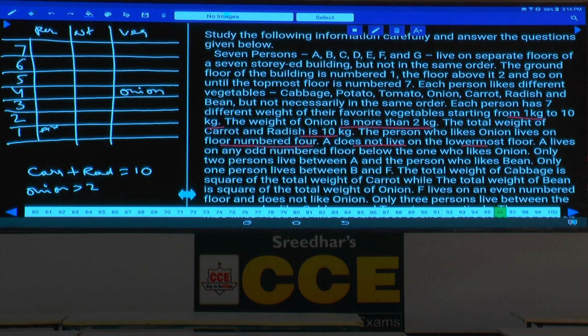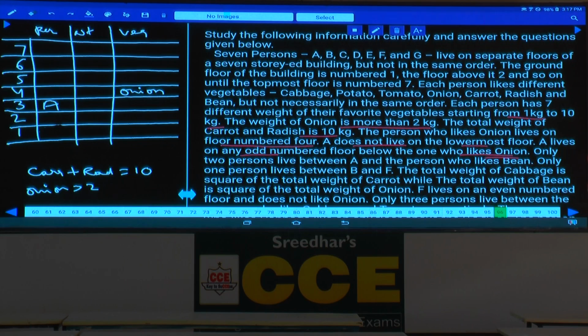A lives on any odd number floor below the one who likes onion. The person who likes onion is on floor number 4, and below floor number 4 there are only 2 odd numbers: 1 and 3. Out of which A does not stay on floor number 1, hence A must be on floor number 3. Can you finalize this A or not? Now, A is living on floor number 3.